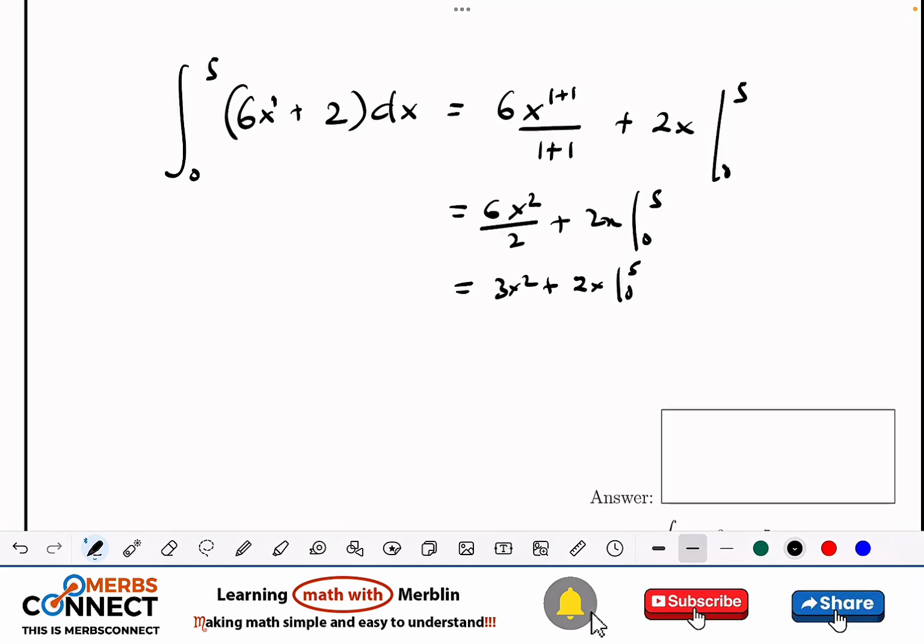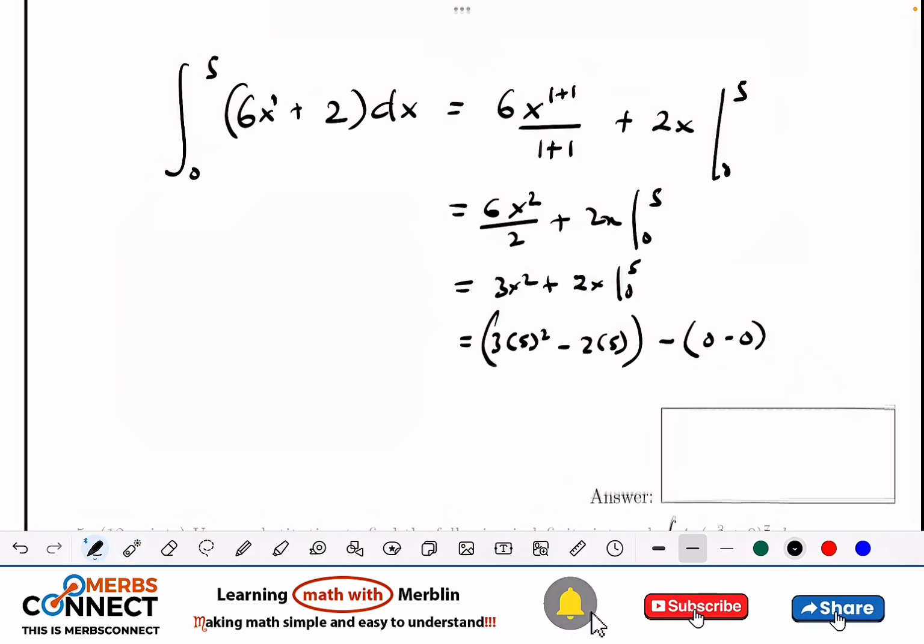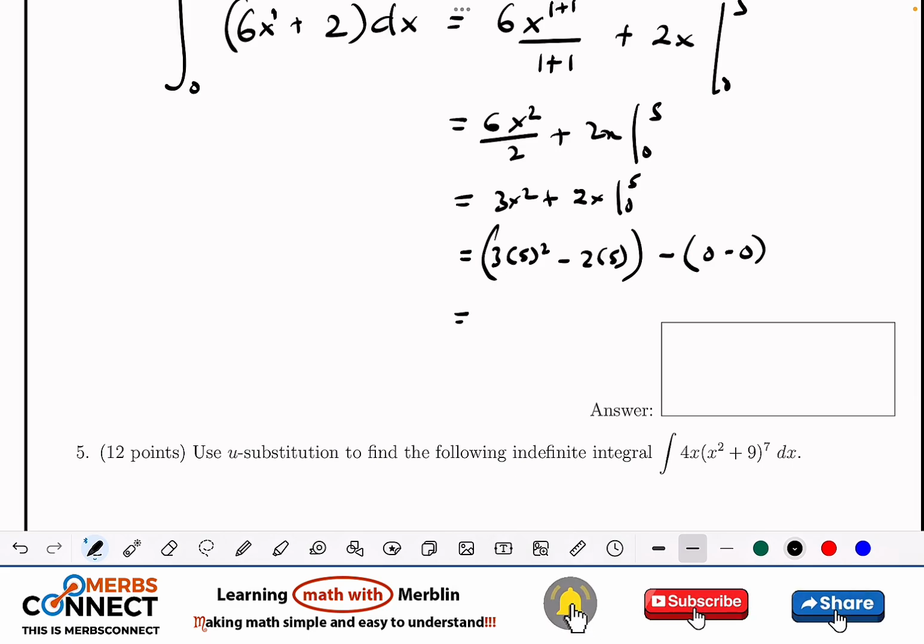So let's just plug 5 in. I'm going to have 3 times 5 squared plus 2 times 5, in parentheses, minus, now when I plug in 0, it will be 0. So 0 minus 0. And then 5 squared is 25. 25 times 3 is going to give us 75, plus 2 times 5, which is 10. And then this is minus 0.